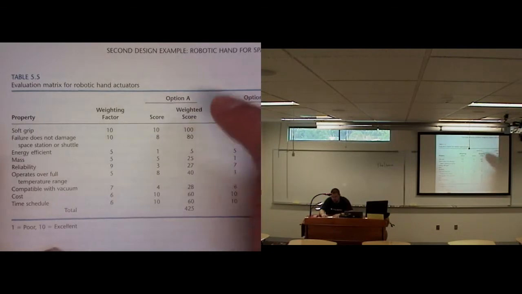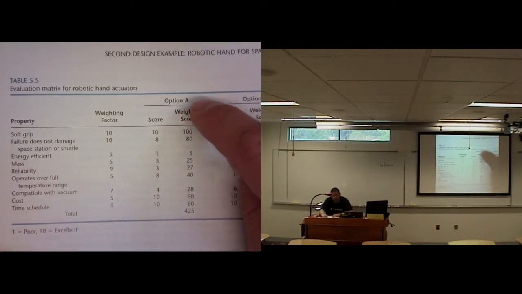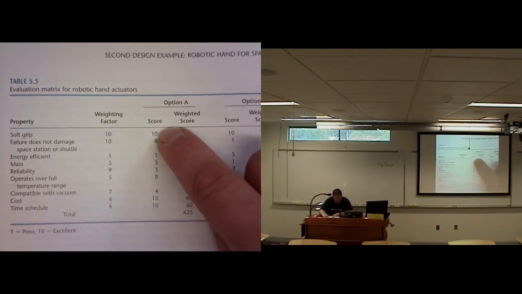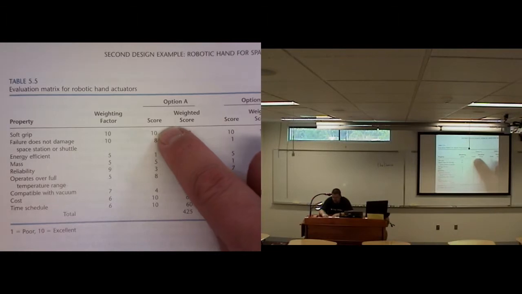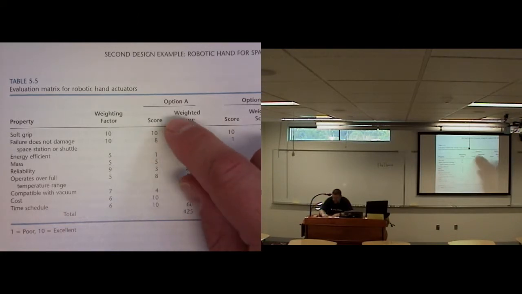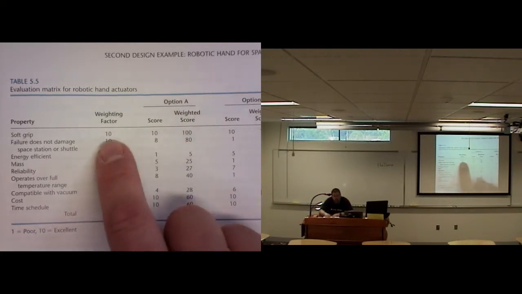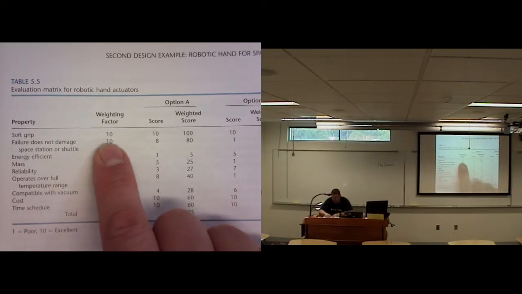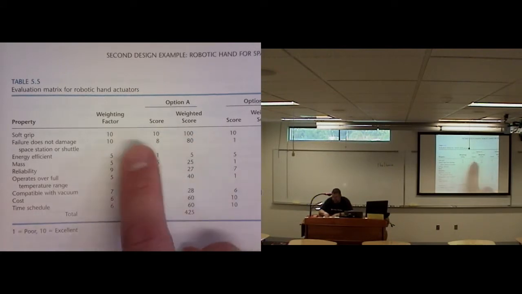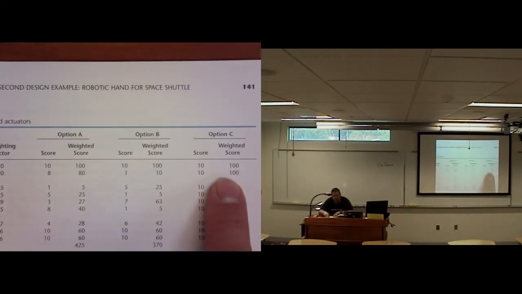And then they scored each one of the options on a scale of 1 to 10. So the first one, which was the pneumatic one, I believe, got a 10 for soft grip, and they got a 1 for energy efficient. So you take that 10 for soft grip and you multiply it by 10 because soft grip is very important. It has a high weighting factor. Multiply it by 10 to give it a weighted score of 100. And it turns out all 3 of the options got a weighted score of 100 on that.